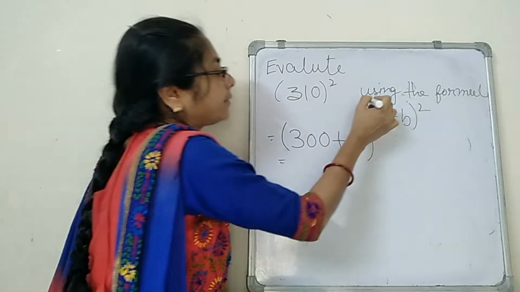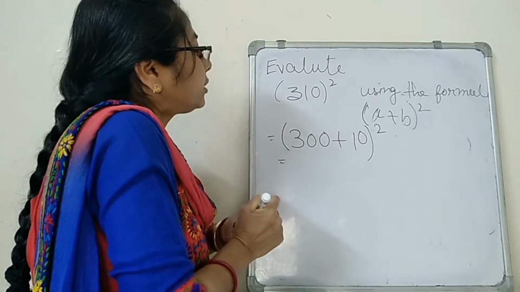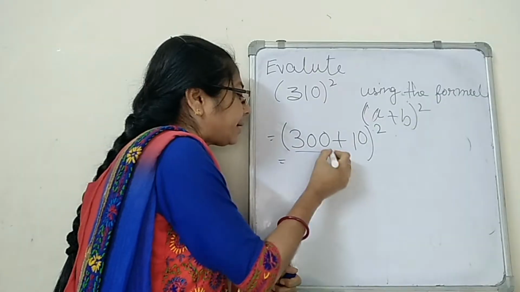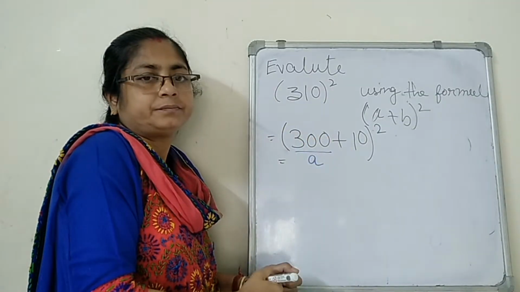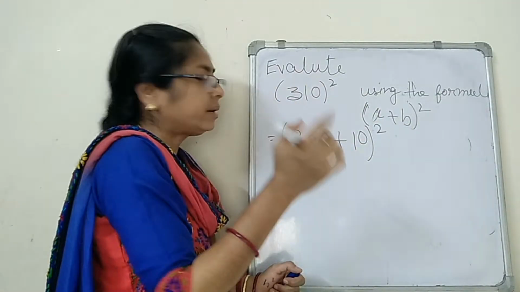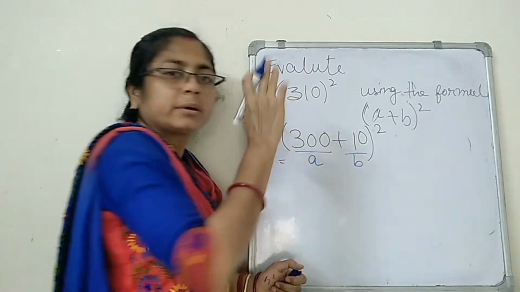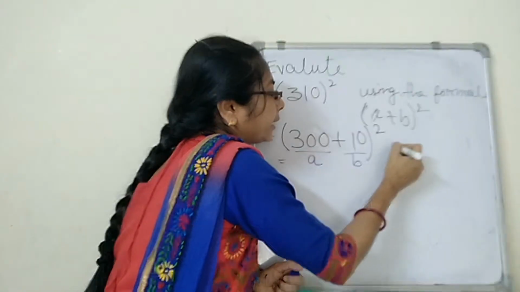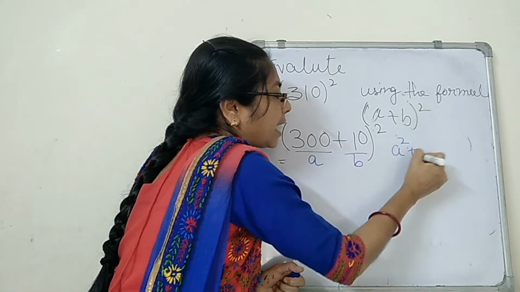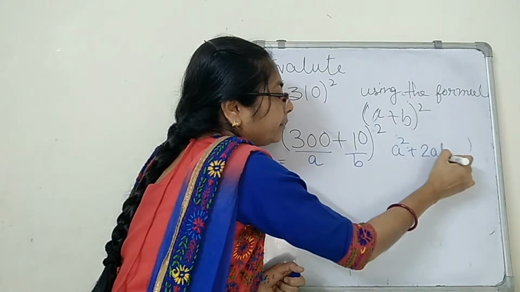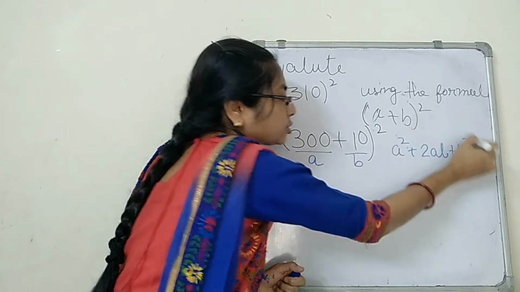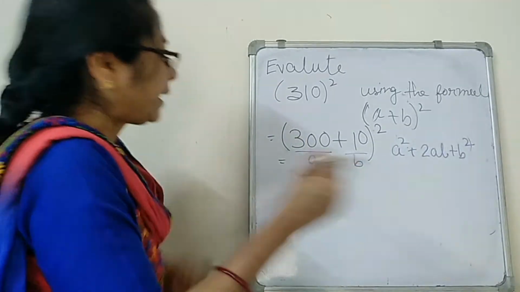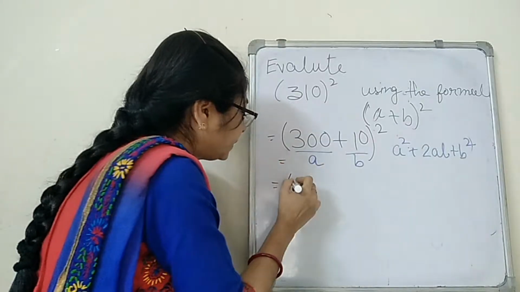So, first I am writing. Can anybody tell what is the value of A? Where is the A number? A is 300. What is the number of B? It is 10. Clear? So, according to the formula, what is the formula? A square plus 2AB plus B square. Clear? Now I write. A means 300.